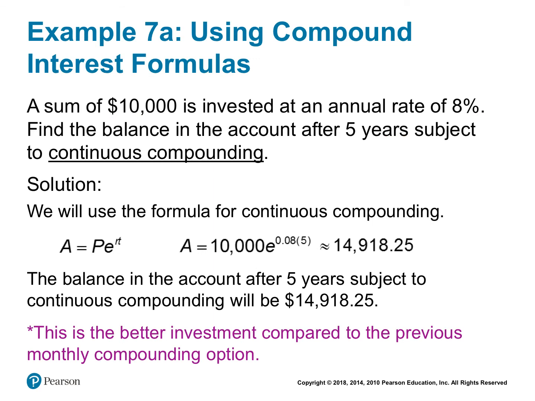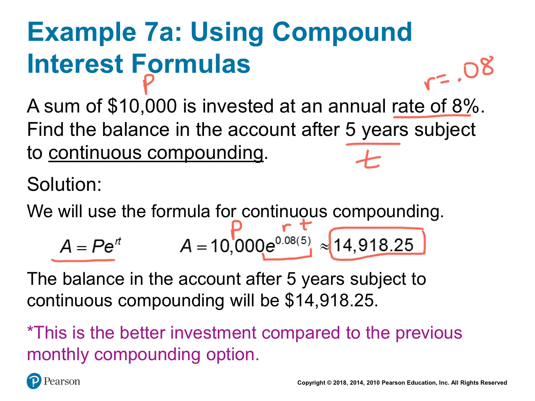Okay, so this time let's try the continuous compounding and see what we get. That's this formula. So the P is still 10,000. The rate is still 0.08. And 5 years is the t, the time. So multiply your exponents together. You have to take e to that power. And then multiply it by 10,000. You get $14,918.25. So this is a better investment option compared to the previous one.